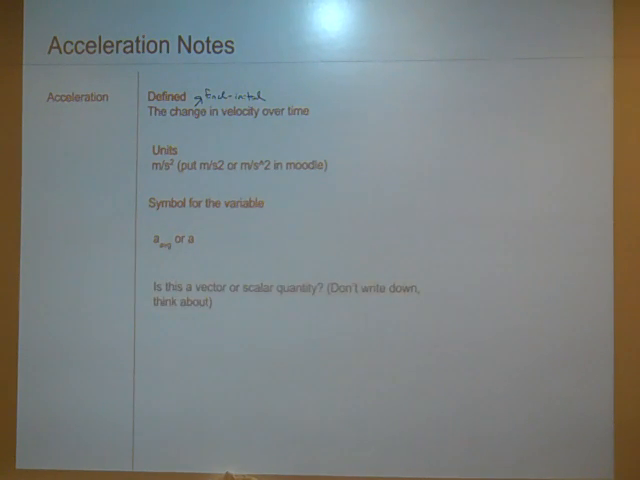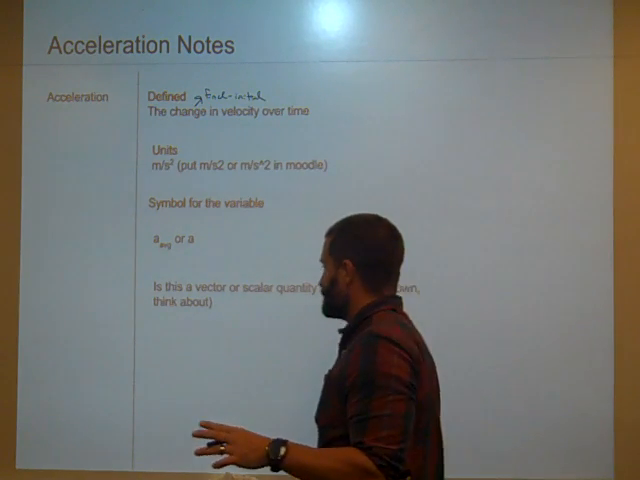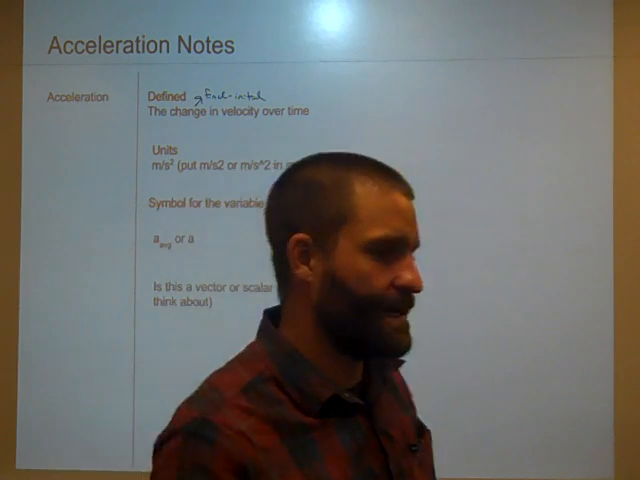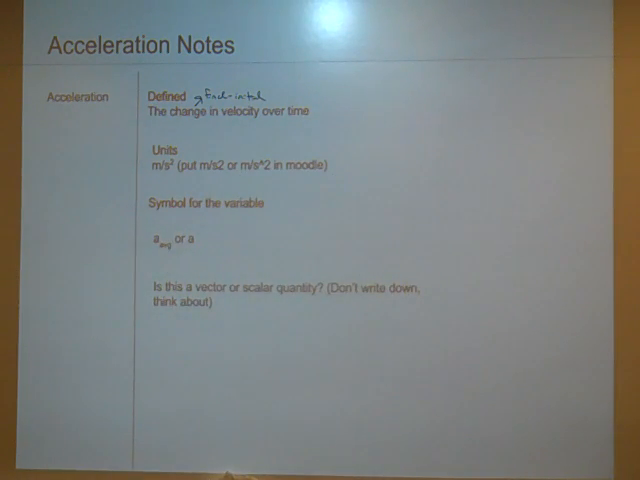All right. Now, think about this at your table. Think if it's a vector or scalar quantity. Think about that. Is acceleration vector or scalar? You have a 50-50 shot. Okay. So it's a vector quantity.